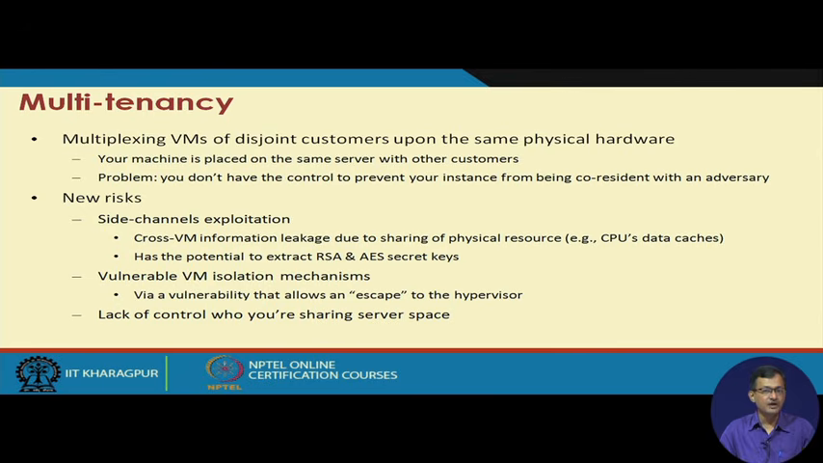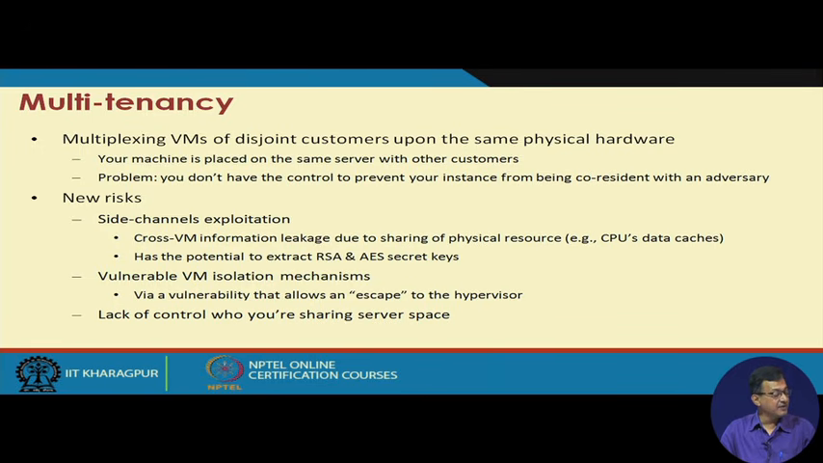So, with multi-tenancy, some new risk factors came into the picture. One is side channel exploitation. That means cross VM information leakage due to sharing of the physical resource. So, that is another big challenge, right? Cross VM information leakage, sharing of the physical resource, has the potential to extract RSA and AES secret keys. We do not know whether there is a potential to extract RSA and AES secret keys through all this side channel exploitation.